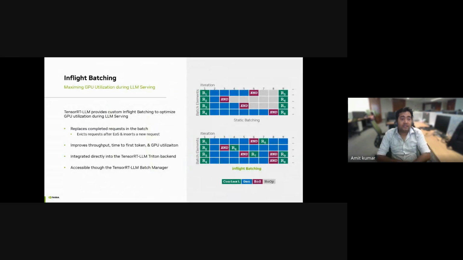Now, how it achieves that, I would not go into much detail, but internally NVIDIA is writing the software. What NVIDIA has done in TensorRT LLM is use something called in-flight batching, which maximizes GPU utilization during LLM serving. Whenever somebody is sending you a stream of tokens, asking a question the way you ask ChatGPT, you can see how static batching works versus how in-flight batching works. This software, the TensorRT library, takes care of this internally so that you get a fast response.